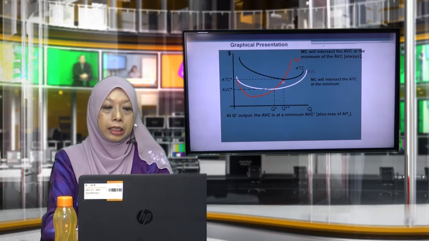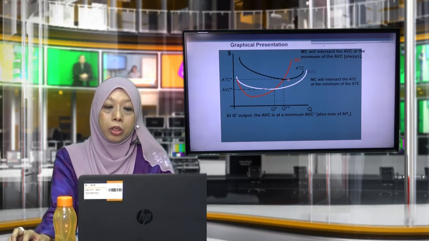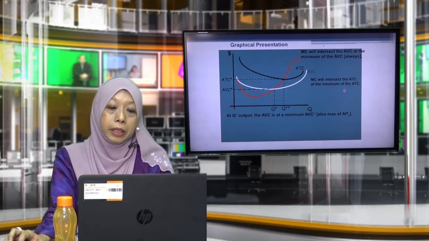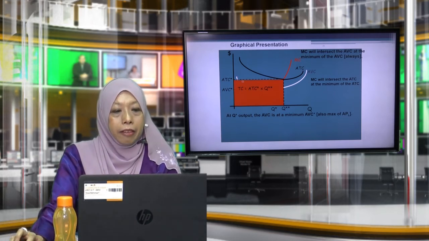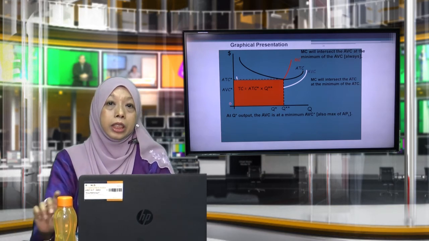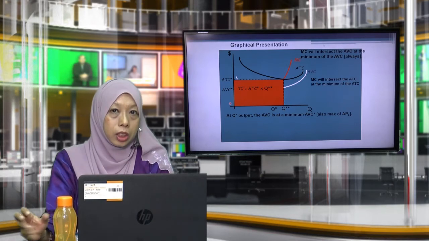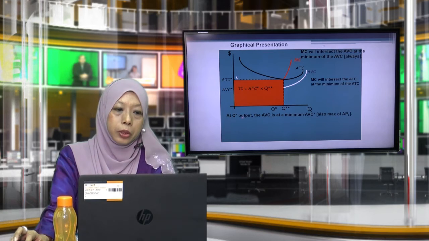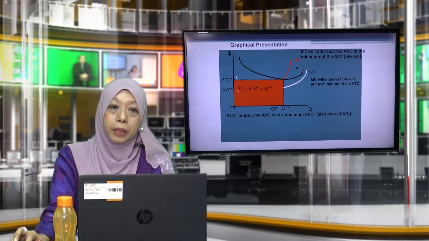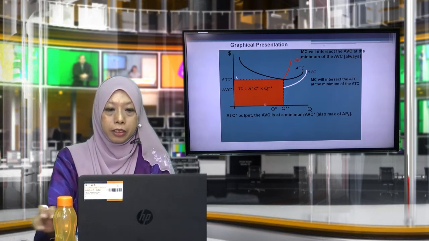So as I said just now, always make sure that when you draw marginal cost and average total cost together, marginal cost will intersect the average total cost at the minimum of the average total cost curve. Now, average total cost tells you the cost per unit of output. But if you want to know the total cost incurred, then you have to multiply by the total output produced. So here, total cost can be calculated by multiplying ATC with output level.